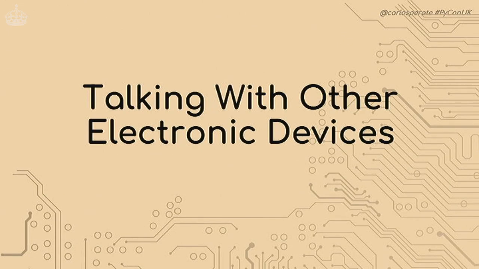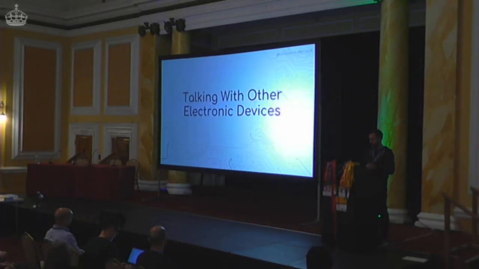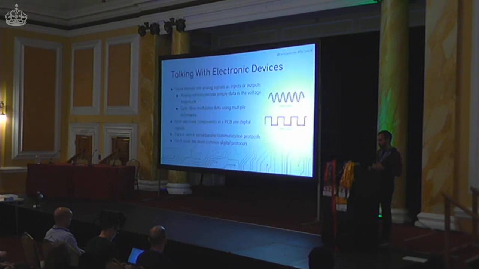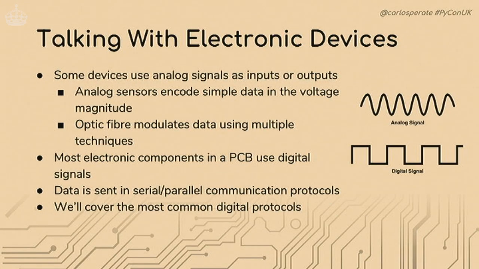OK, so now we know how to control a microcontroller. But maybe I have an external sensor. How do I control that? Well, there are mainly two methods we can communicate with electronic devices via electrical signals. We can use analog or digital signals.